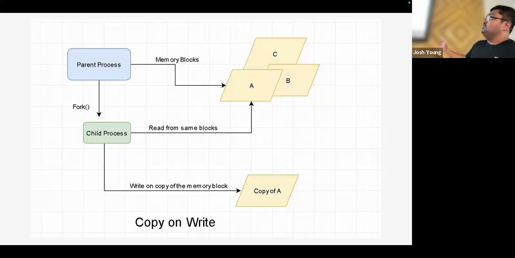Oh, cool. Sorry, I forgot I had an image of what copy on write looks like, but yeah, you've got your memory blocks in region, you've got your parent process. When you fork a child process, they're still reading from those same memory pages. And then when you actually write to one of them, that's when it actually duplicates that portion in memory.